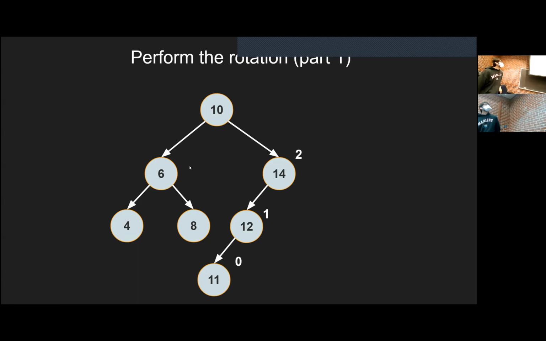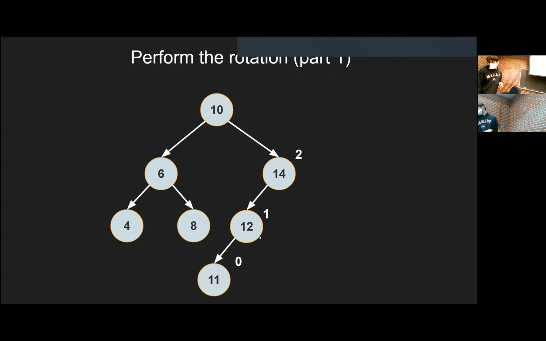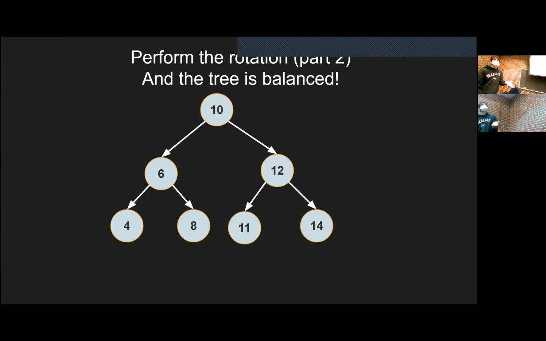Let's perform the rotation. So notice our balance factors 2, 1, and 0. So we're going to do that, right? Again, if we have in this case a left, left, we just perform a right rotation. So like this. And that's it. It's just one rotation. We move the 12 up, the 14 to be its right child, and the 11 to be its left child. And now it's balanced.